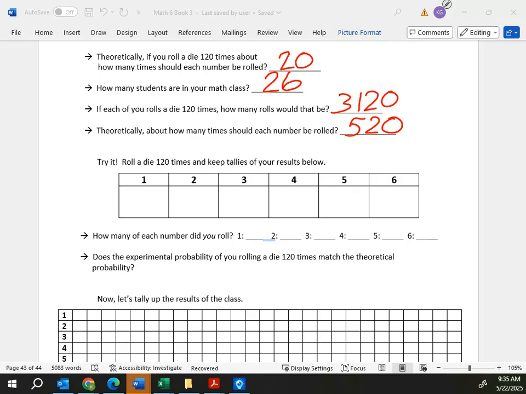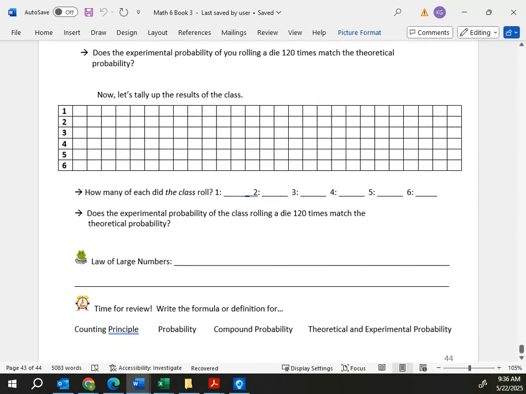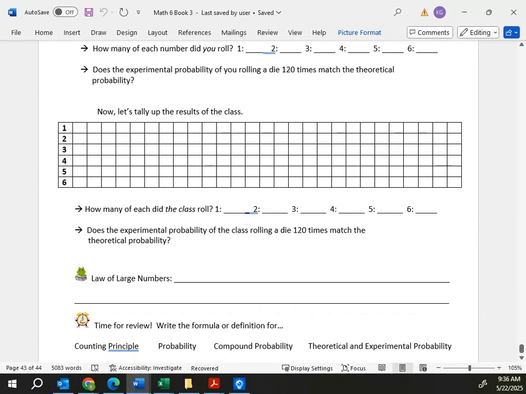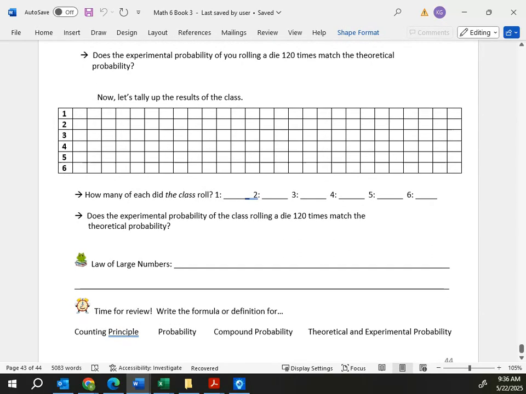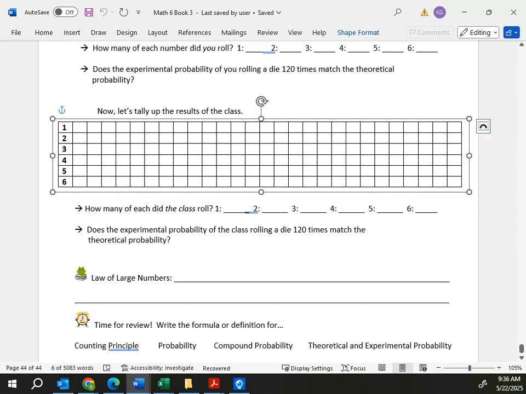Sorry, Charlie. You got it? Did everybody get a dice? All right. Do your rolling. 120 rolls. So 120 tally marks.